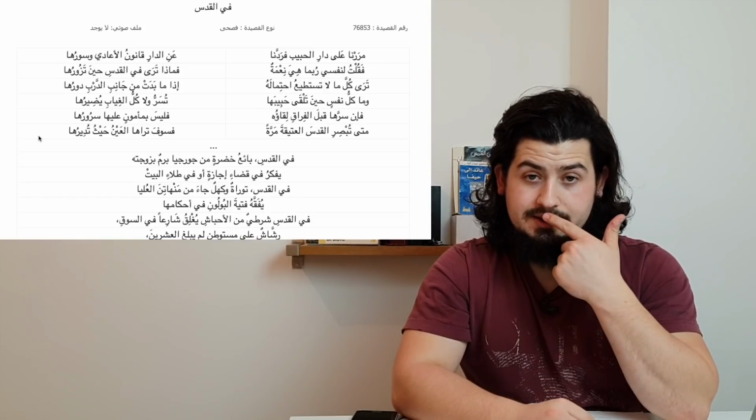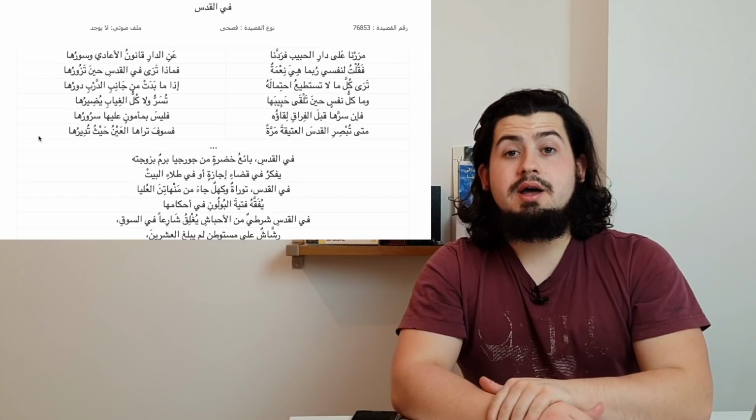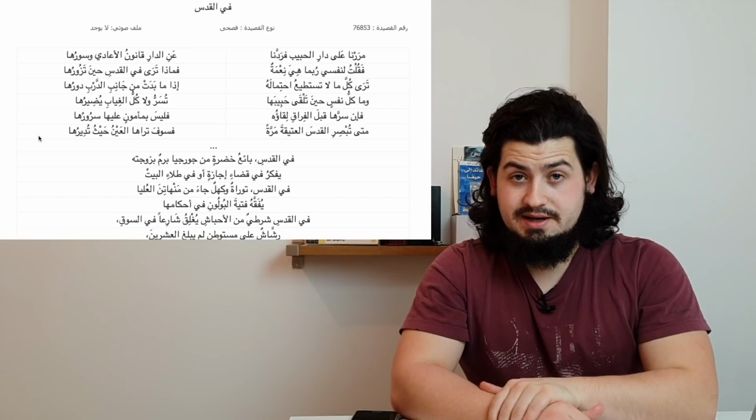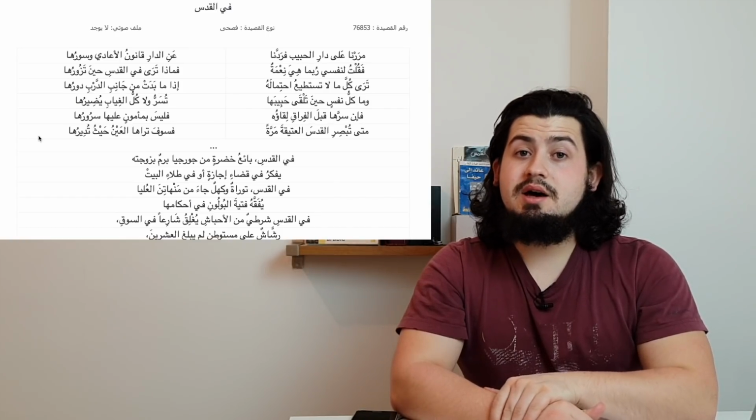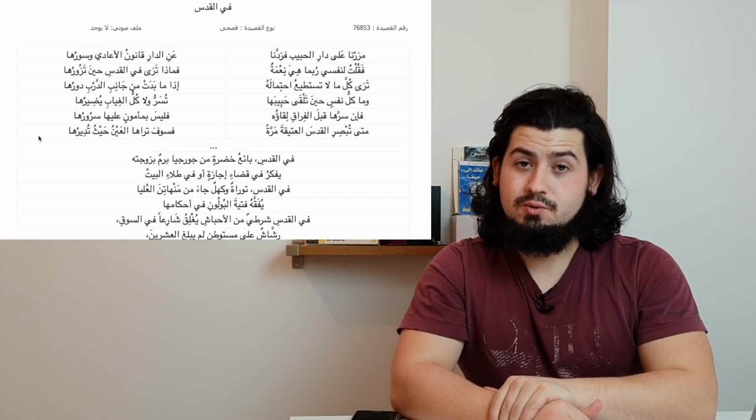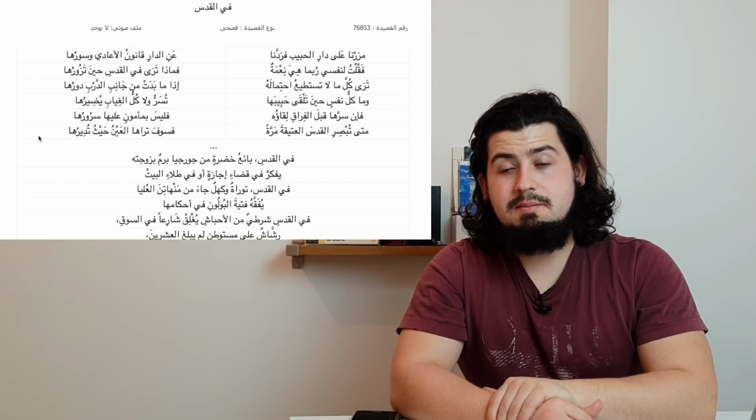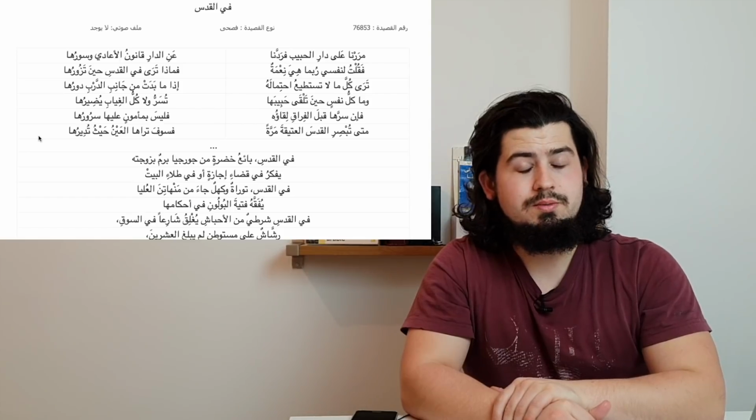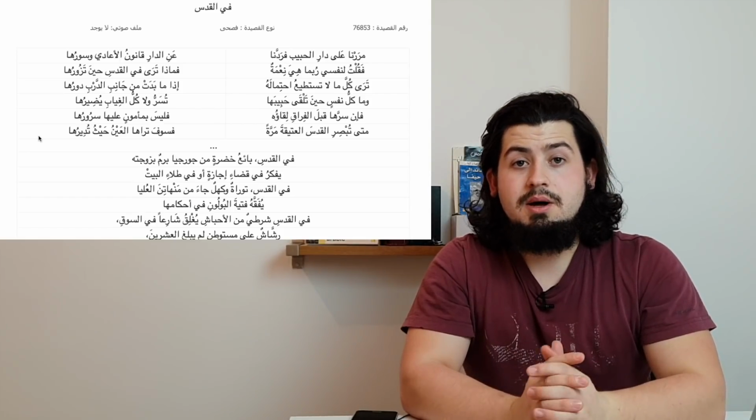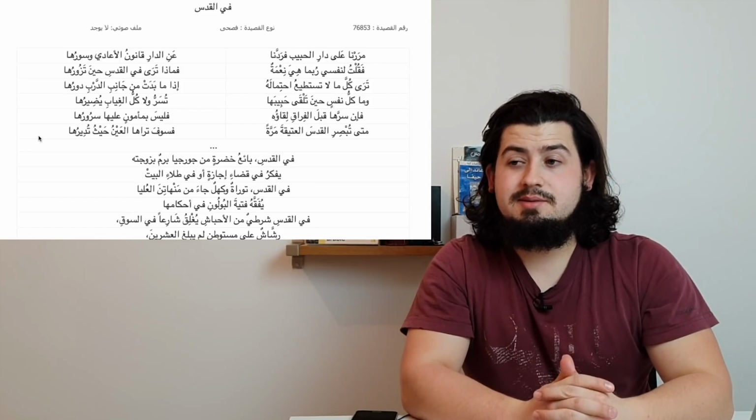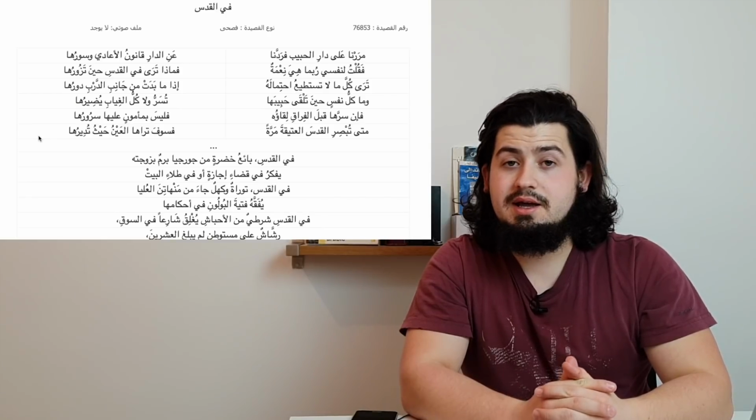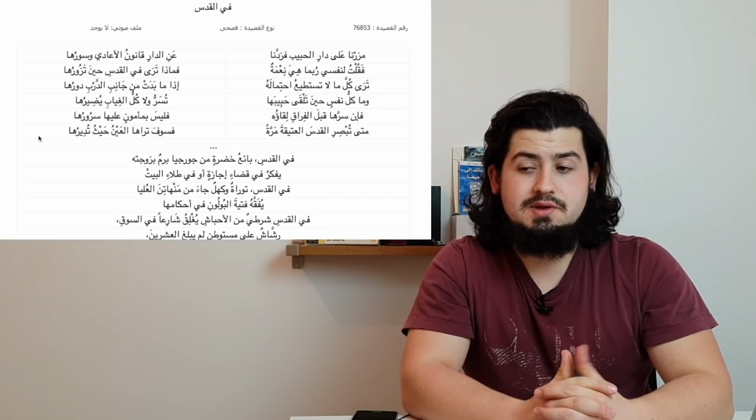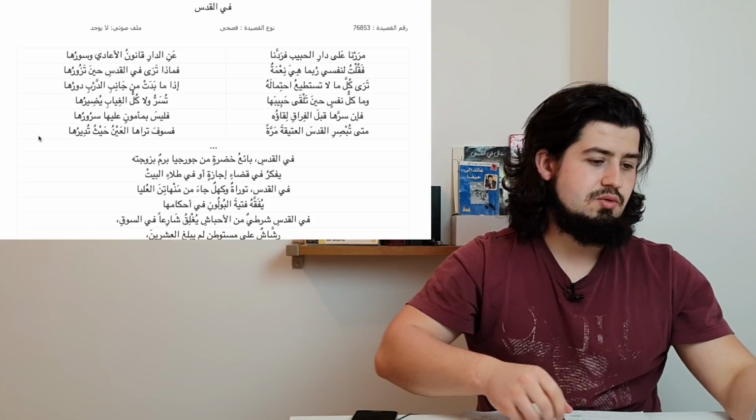So, how does it begin? It begins, مررنا على دار الحبيب فردنا عن الدار قانون الأعادي وسورها. So it begins, مررنا. There's the verb مرة, مرة يمر means to pass by something. مررنا على, to pass by something. مررنا على دار الحبيب. So I'll look back here actually and we'll work through it.